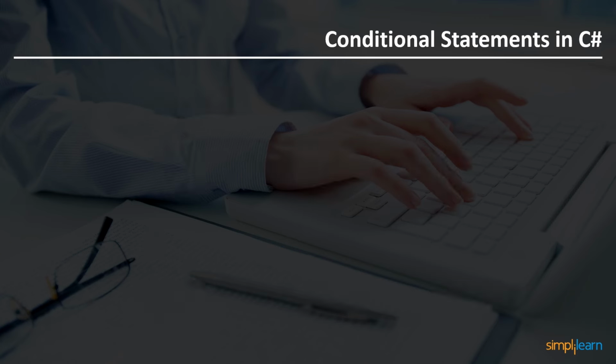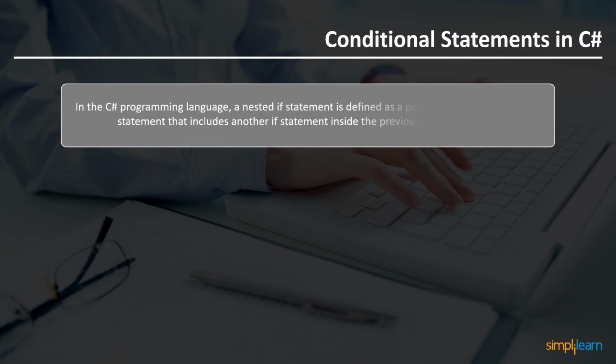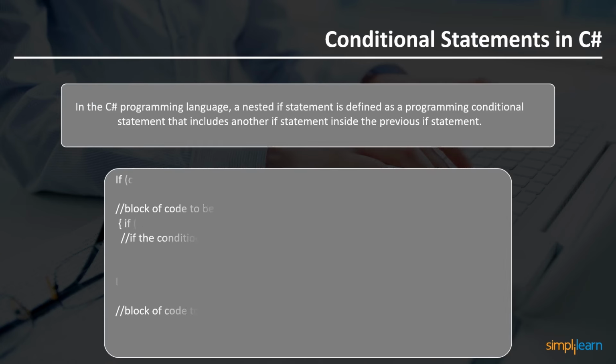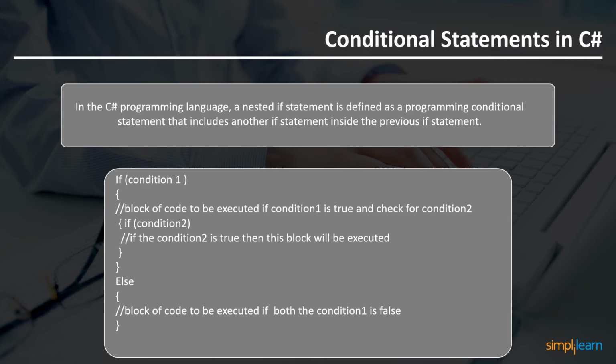The next type of conditional statement we will look at is the nested if statement. In C# programming language, a nested if statement is a conditional programming statement that includes another if statement inside the previous if statement. The following is the syntax of the nested if statement. If condition 1 is true, the first block of code will be executed.